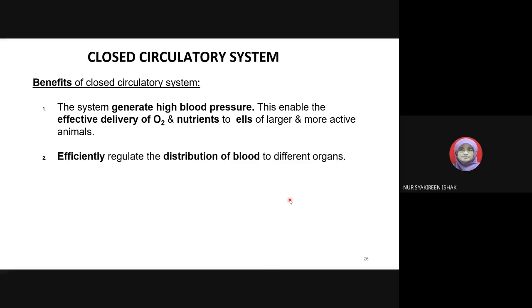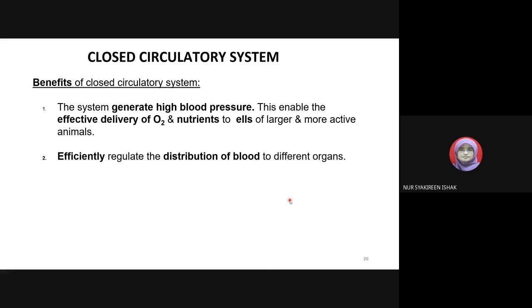So clam will have an open circulatory system. They don't have to generate high blood pressure because the structure of the body is really simple. They don't have as many organs as the fish, for example. So they can depend easily on the open circulatory system.